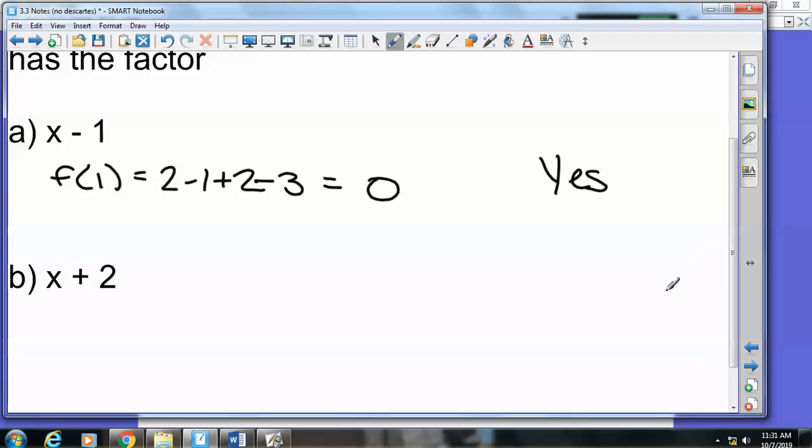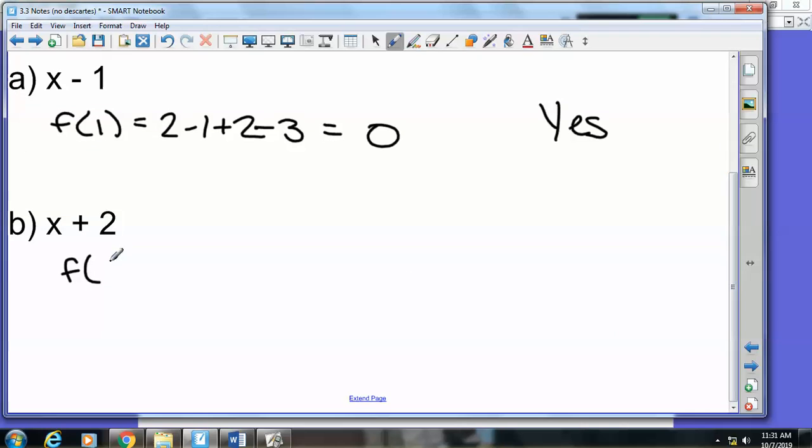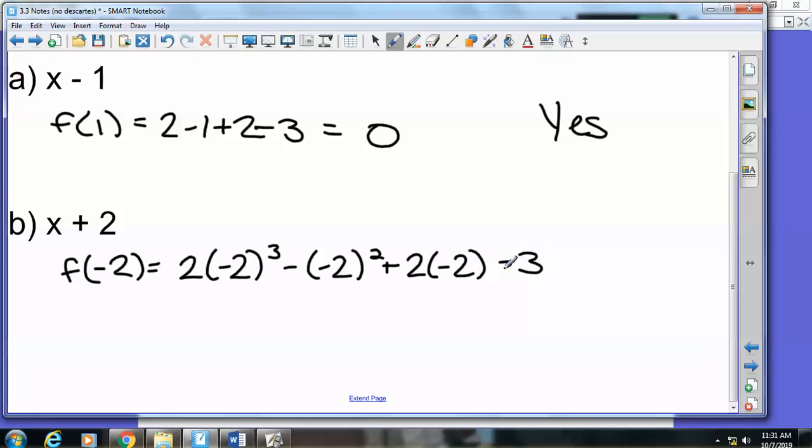Okay, so if I want to decide if x plus 2 is a factor, what am I plugging into my equation? -2. What do you get this time? What did you get? -27. So is that one a factor?